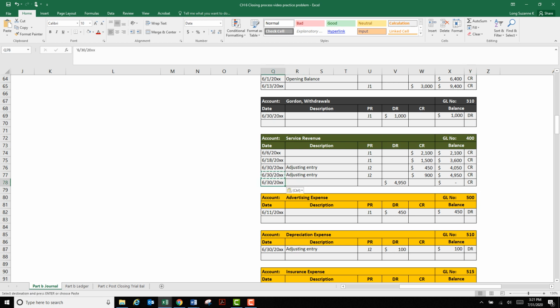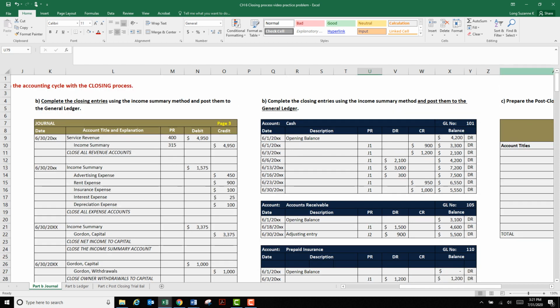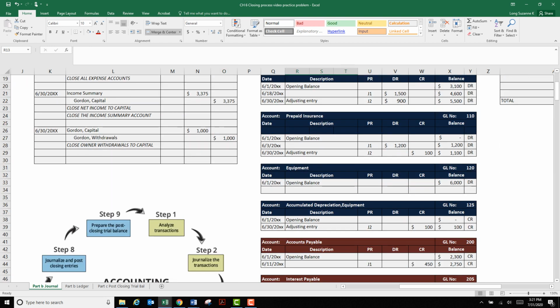Still end of the month, but this is going to be closing. And this is going to be J3. So we'll use J1 for the regular June transactions during the month, J2 is for adjustments, and J3 is for closing. And here you're going to see J3 right there. Page 3, journal. All right, income summary, credit.